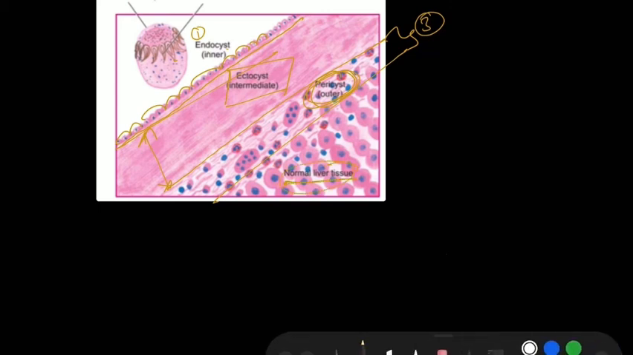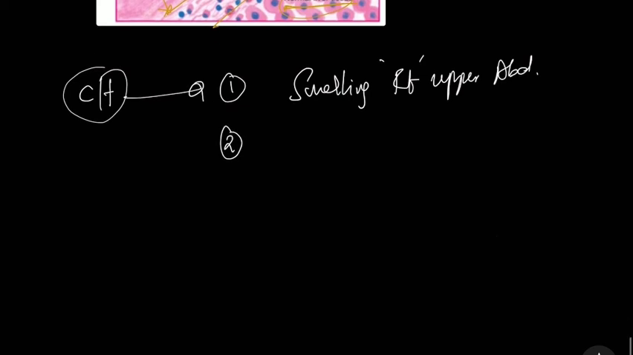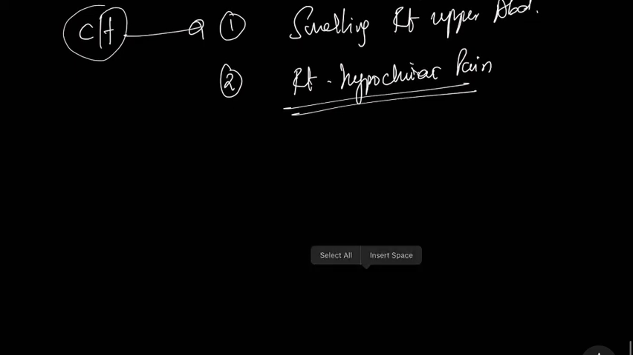Now let's come to the clinical features. The first thing, the patient presents with swelling in the right upper abdomen. And the second thing we see is that when pressure is applied on the adjacent side, it leads to right hypochondriac pain.